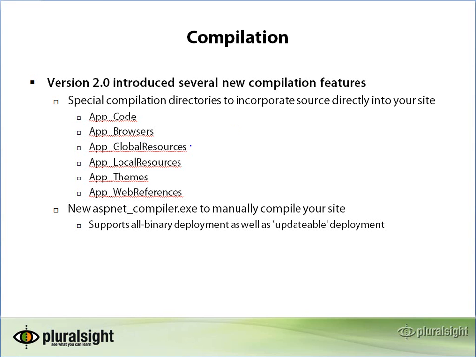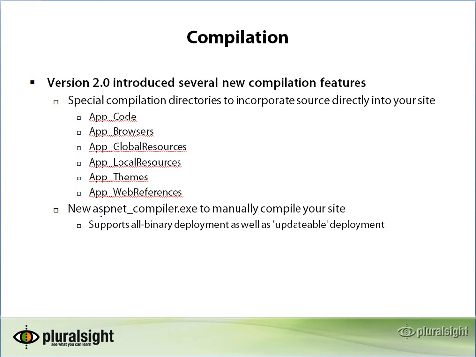There are a pair of resource directories that you'll see right here, app global resources and app local resources. And these are used to automatically compile resx files into your application. Again, we'll take a look at those later. There's a themes directory that's used for referencing themes in your site and defining themes. And there's also a web references directory where you can place WSDL files, and have your client-side proxies for web services automatically generated as part of the request processing.